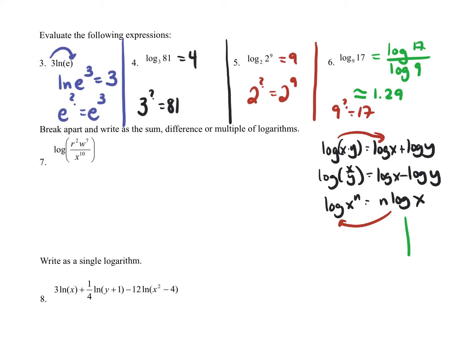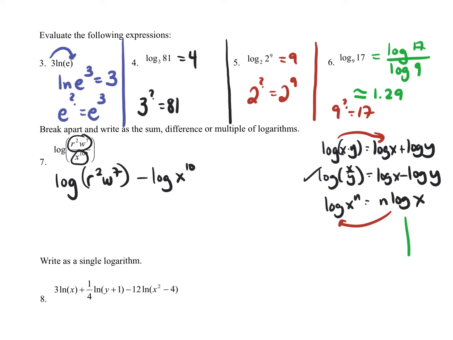So this first one says I want to break apart this log expression into the sum, difference, or multiple of logs. So I'm going to have one log and I'm going to turn it into multiple logs. Now remember, I have this top divided by this bottom, so I can break this as log of r squared w to the 7th minus log of x to the 10. So that's using the second property over here.